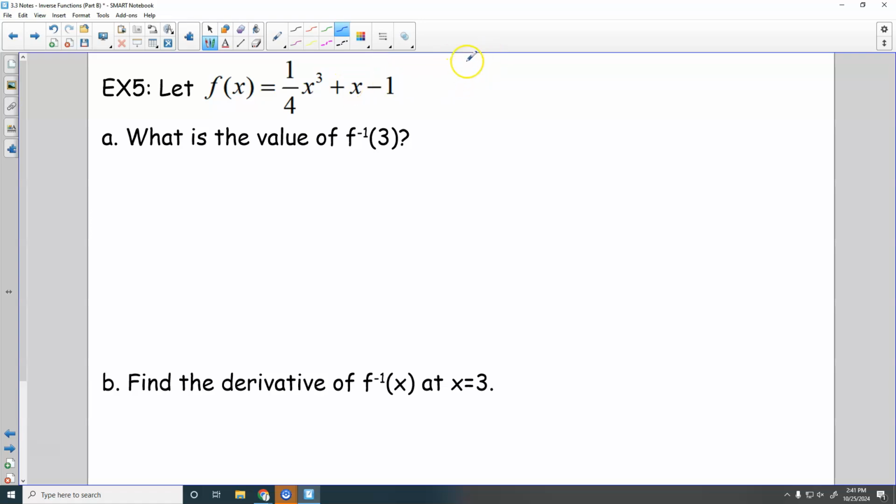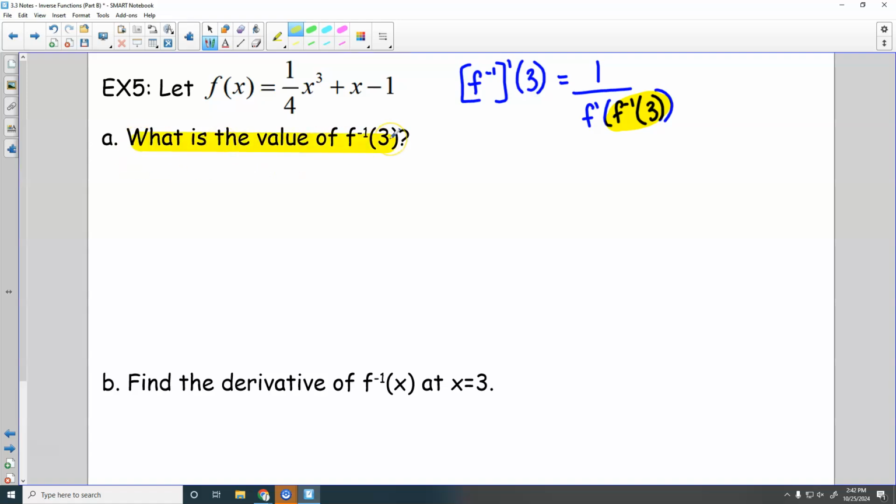So what it'll ask for in your assignment is it'll just say f inverse prime of 3. That is what it's going to ask you to find. It won't break it into 2 steps. So, if we are finding f inverse prime of 3, we must do 1 over f prime of f inverse of 3. And so the first thing that we need to find would be the f inverse of 3, which is what I'm asking you for here in this first part.